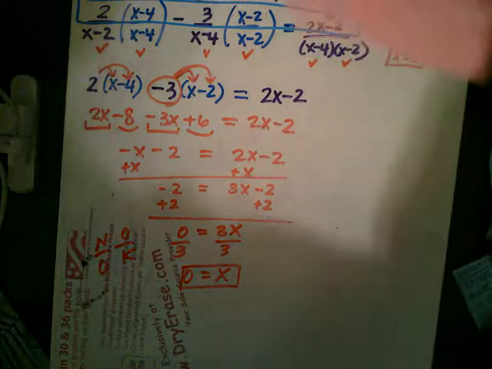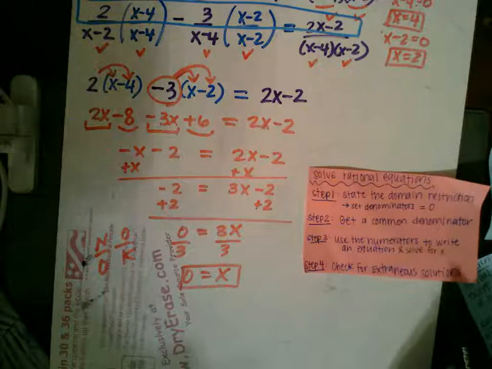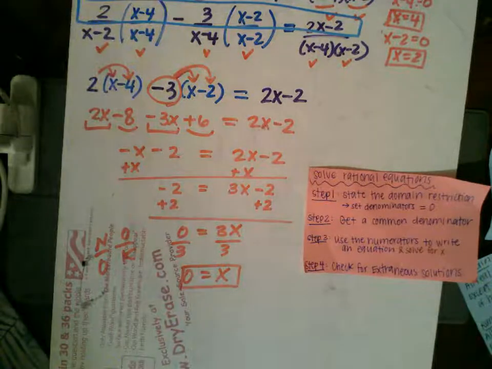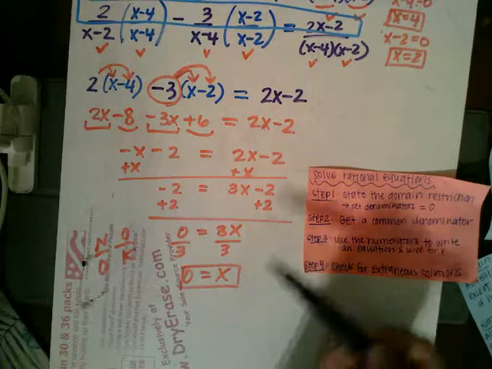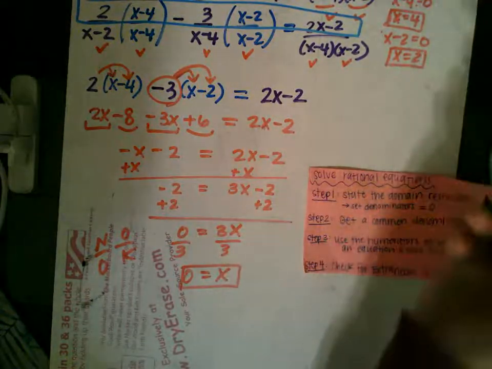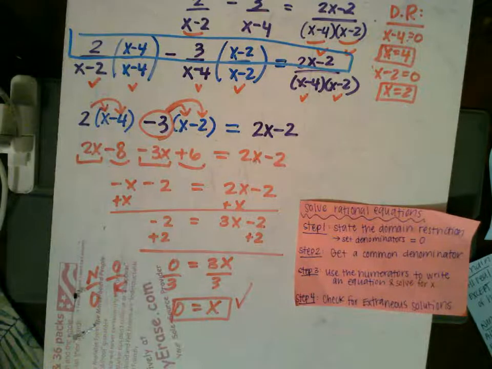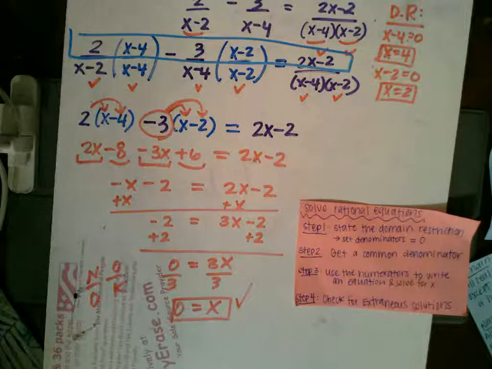Perfect. And lastly, step 4 said check for extraneous solutions. Namely, check that this number is not a domain restriction. Since 0 is not 4 and 0 is not 2, this is my true solution. It is not extraneous. It is not an extra solution. That is a liar.